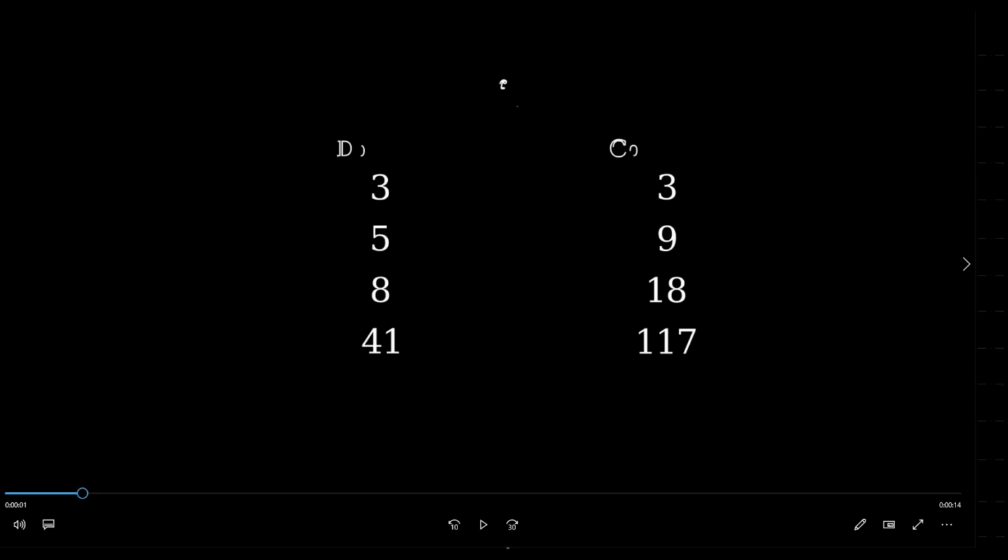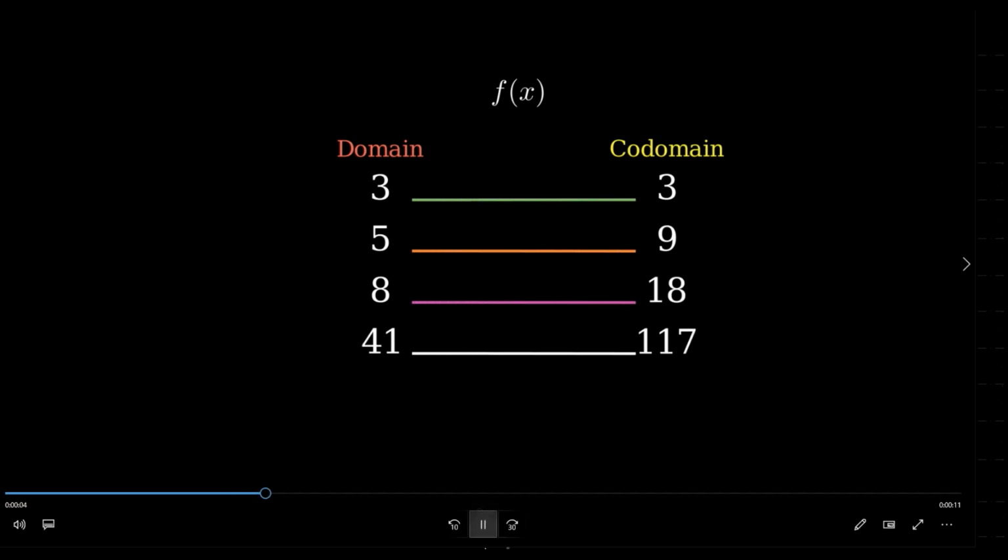So let me explain this way. We're looking at a function which has a domain of 3, 5, 8, 41 and the codomain is 3, 9, 18 and 117. Don't look into the logic. I don't think I have put any logic over there. So the function will map 3 to 3, 5 to 9, 8 to 18, 41 to 117.